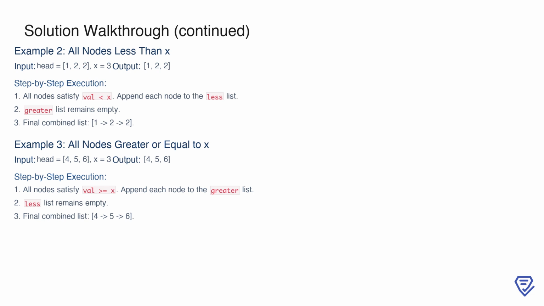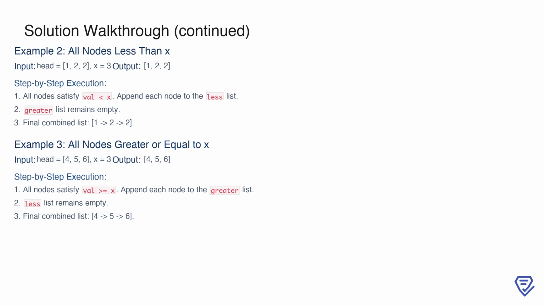In the first example, all nodes in the input list have values less than x. For the input 1, 2, 2, with x equals 3, every node satisfies val < x. As a result, all nodes are appended to the less list, while the greater list remains empty. The final combined list is simply 1-2-2.